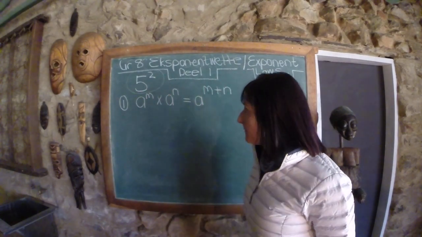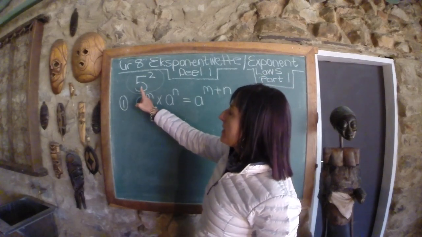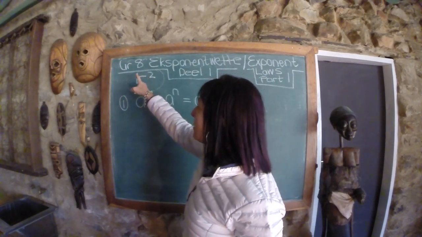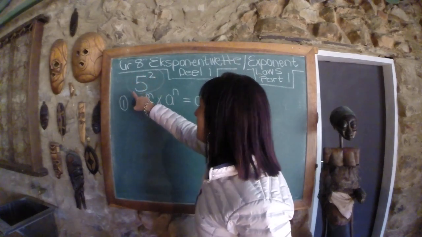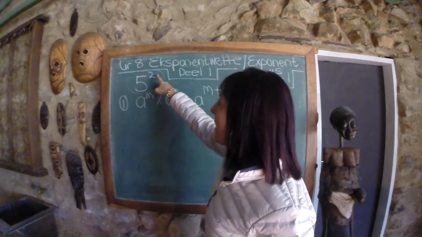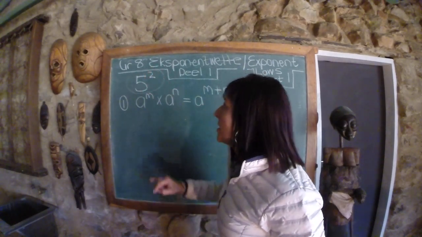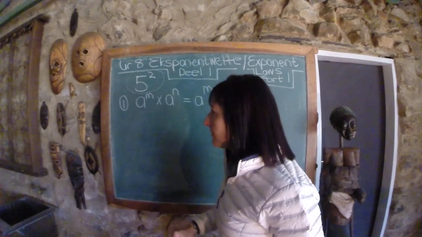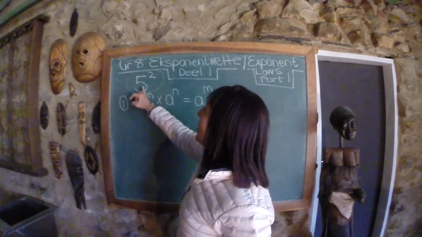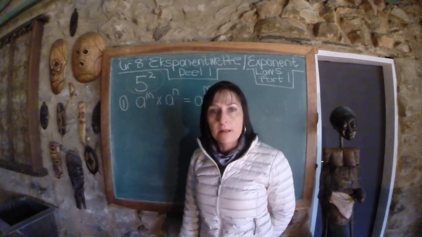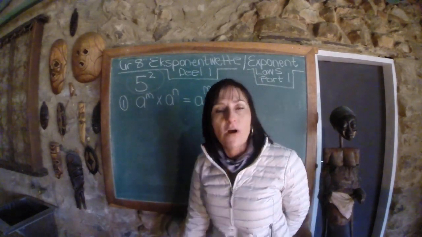That's a power. And a power exists out of a base, a basis or 'n grondtal, and that's the thing that's standing on its feet. And an exponent, the little thing at the top. Dit is 'n eksponent. Wanneer ek hierdie in uitgebreide notasie gaan skryf, is dit 5 maal 5. When I expand this power, it's 5 times 5.